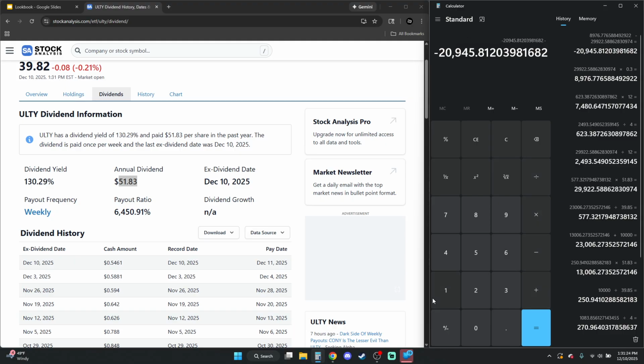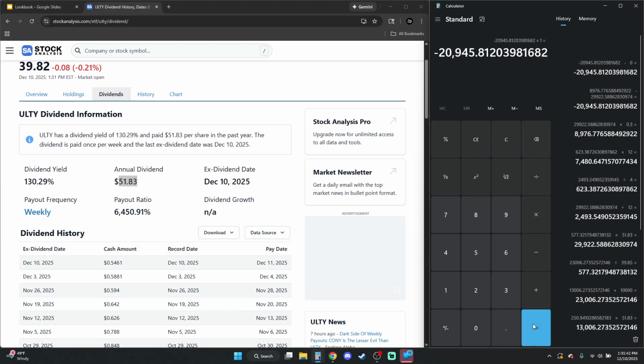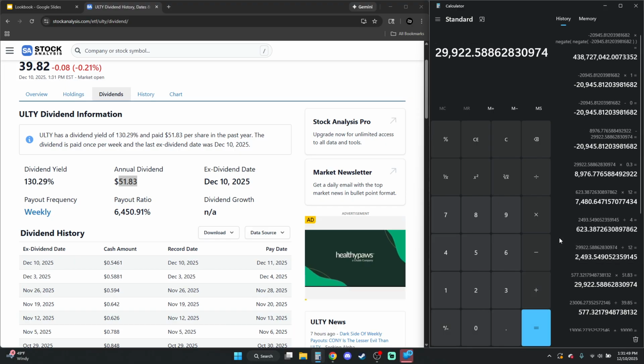I wonder if I could times that by. Can I times that by 1? Trying to make it negative. I couldn't do it. Let me copy and paste it. Sorry, guys. I barely use the calculator on the computer, surprisingly.